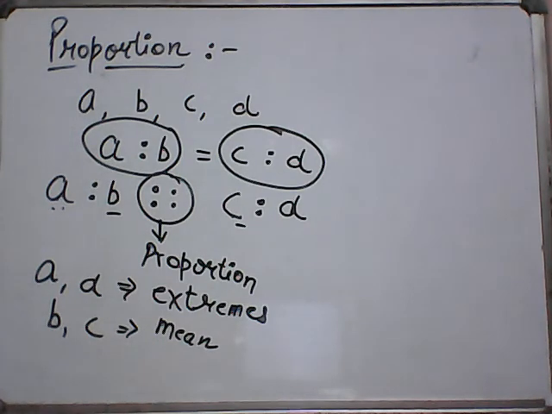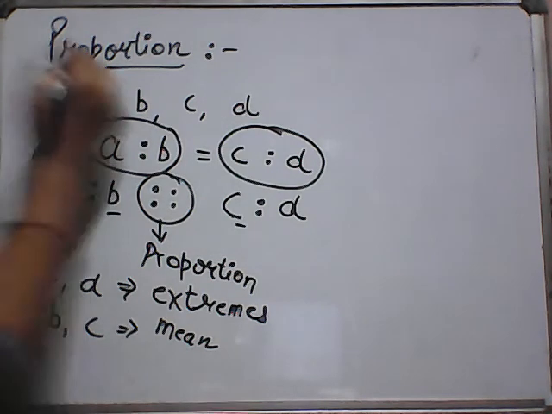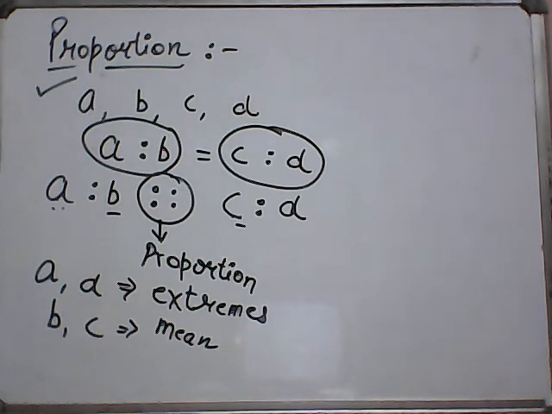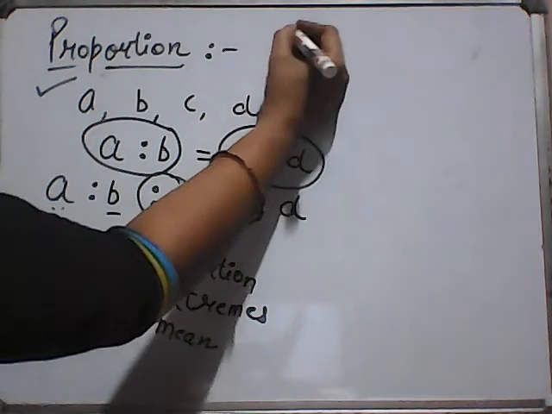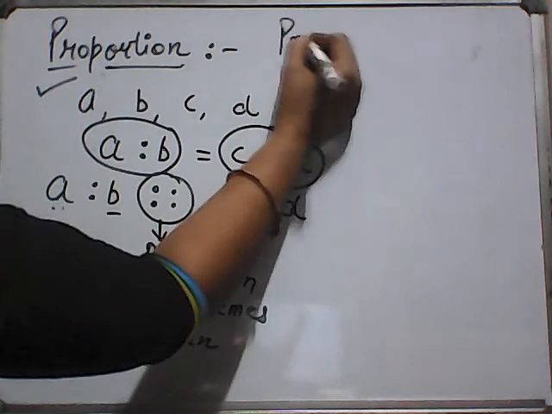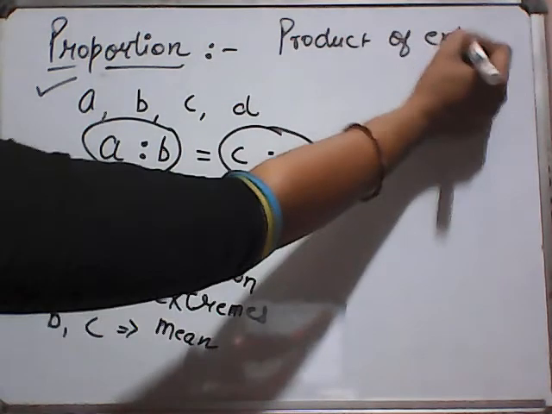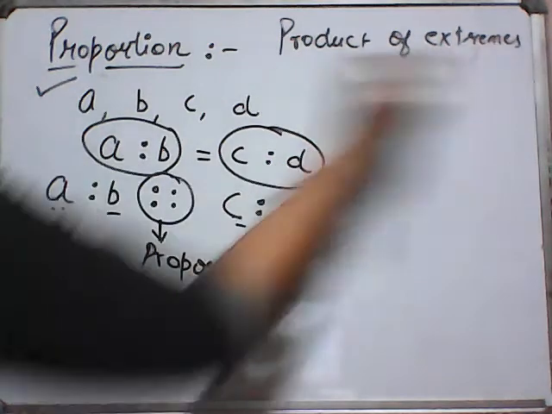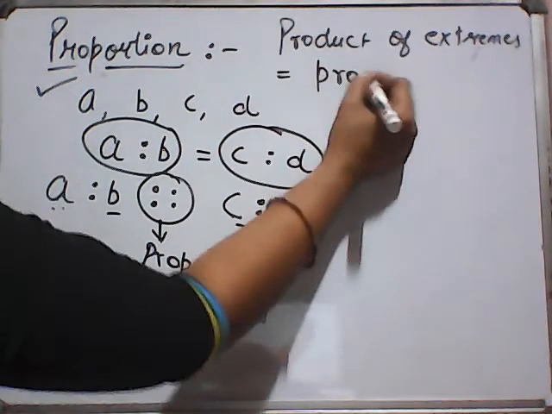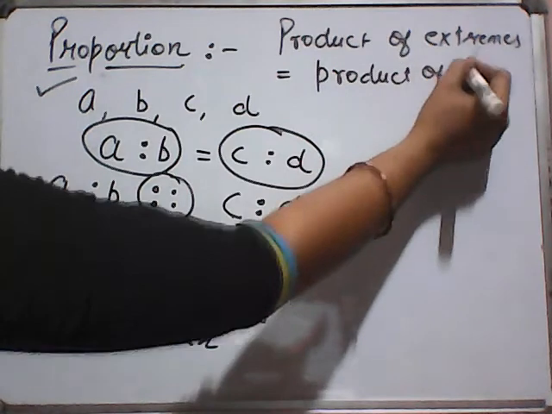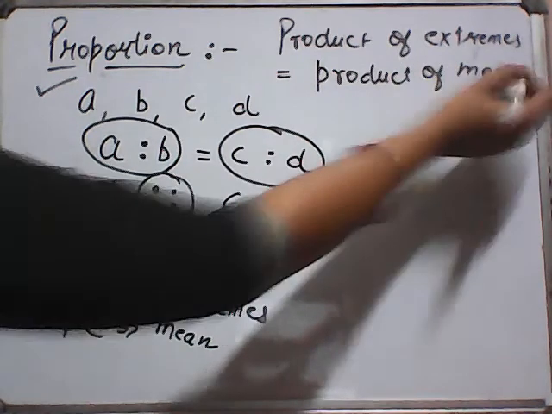We have another equality. If the product of means is equal to the product of extremes, then you can say these four numbers are in proportion. If you have to prove whether these four numbers are in proportion or not, you have to check whether this equality is satisfied or not. If the product of extremes is equal to the product of means, then you can say the given numbers are in proportion.